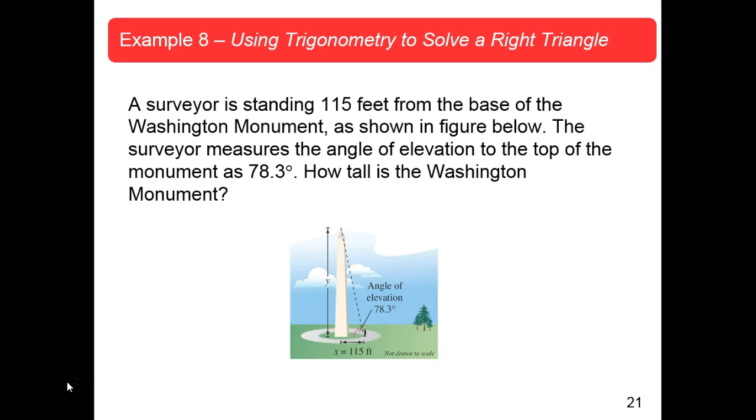Standing 115 feet from the base of the Washington Monument, as shown in this figure. It's a pretty tall monument. 115 feet is not very far away from the monument, which means it's pretty tall. The surveyor measures the angle of elevation to the top of it to be 78.3 degrees. How tall is the Washington Monument?